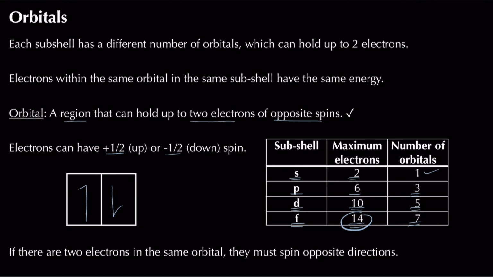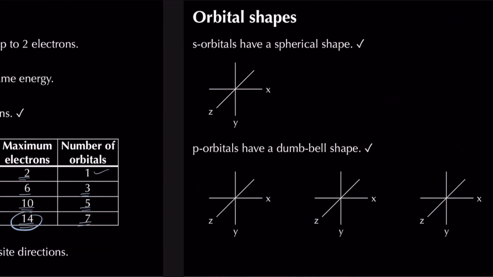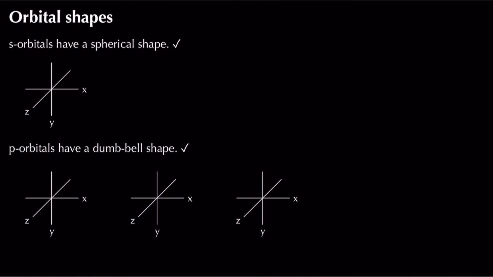It's a region that can hold up to 2 electrons of opposite spins itself. Now these orbitals actually have shapes, and we only need to know about the S and the P orbitals. The S orbitals, we say they've got a spherical shape, so they're just a ball, just going to be a sphere like this. We also need to be able to draw it. Now the shape of this orbital is quite important, because it shows us where we expect to find these 2 electrons. They're going to be whizzing around somewhere within this spherical shape itself.